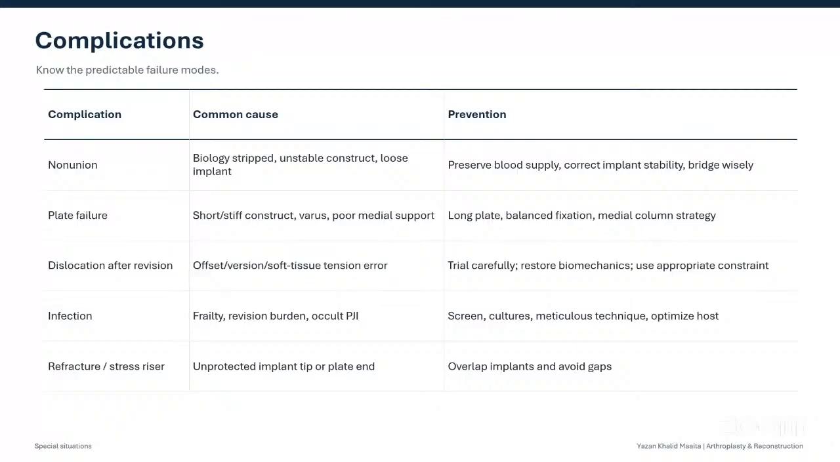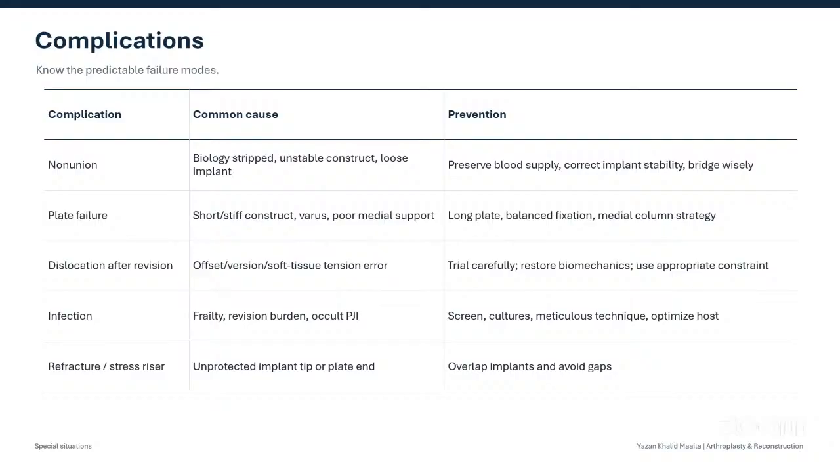When a patient with a periprosthetic fracture that you operated on comes back with a non-union, think about the biological strip you have done, an unstable construct, or a loose implant. To prevent it, preserve blood supply, correct implant stability, and bridge wisely. When the plate fails, because it is a stiff or short construct, varus, or poor medial support, always go with a long plate, balanced fixation, and medial column strategies.